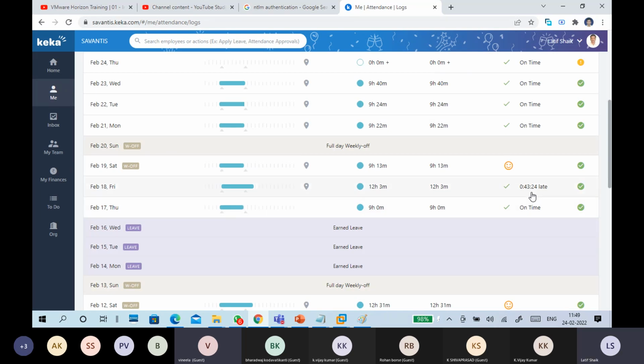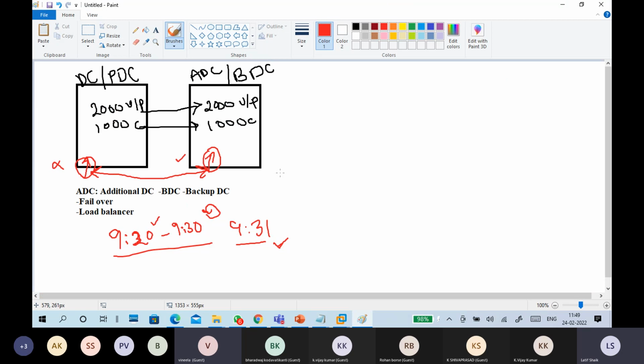That too like this. Okay. So 43 minutes late. Why? Because the server is updating, the application is updating.